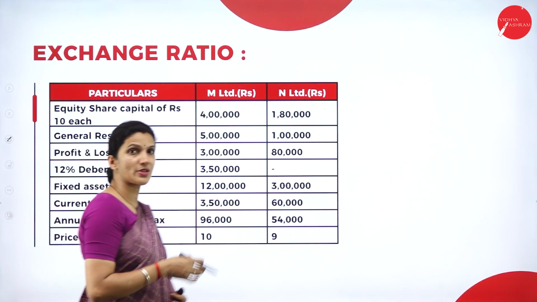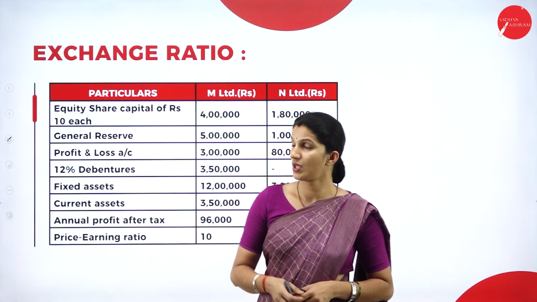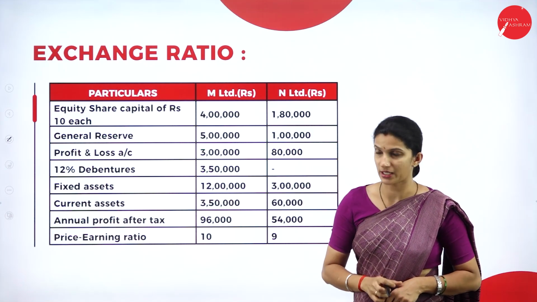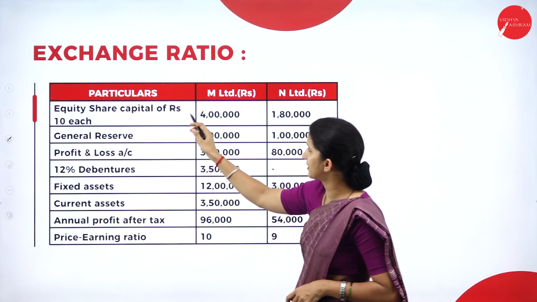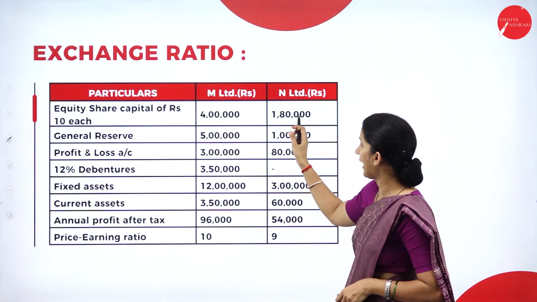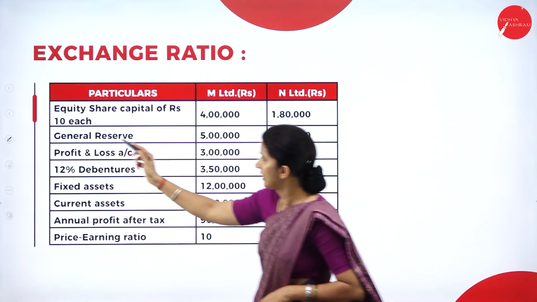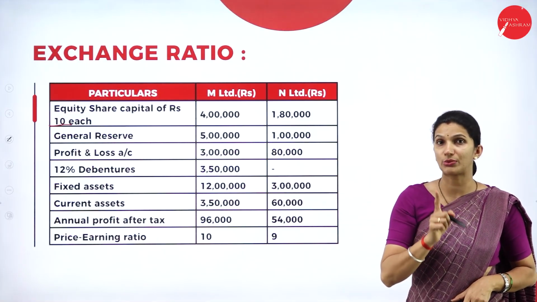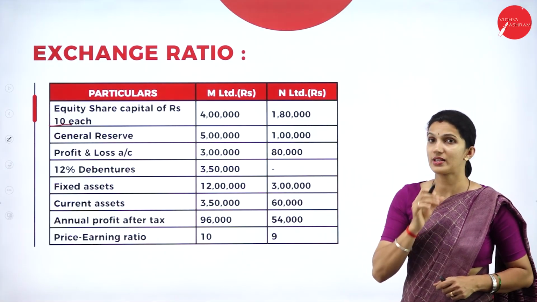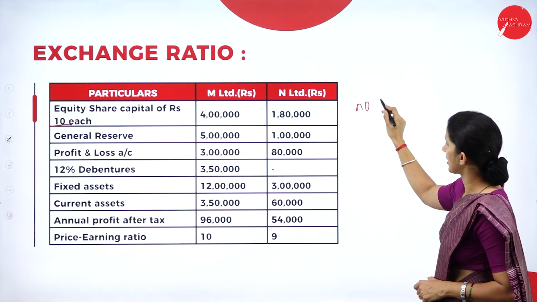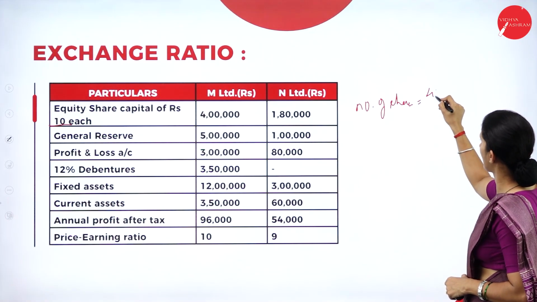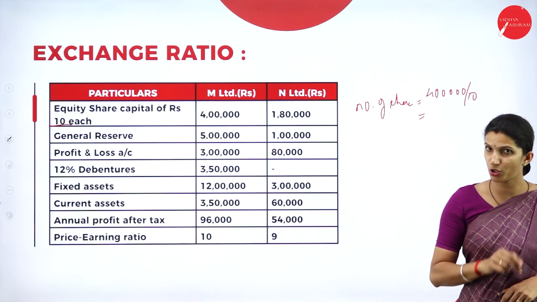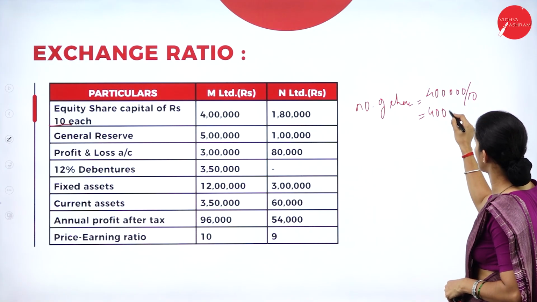So this is a simple problem on how to calculate the PE ratio. Next, we'll solve the problems under the exchange ratio. Here, the given particulars are about M Limited and N Limited. The equity share capital of M Limited is 4 lakh, and N Limited 1,80,000. The face value is 10 each. So the number of shares is 4 lakh divided by 10. So for M Limited, the number of equity shares becomes 40,000.